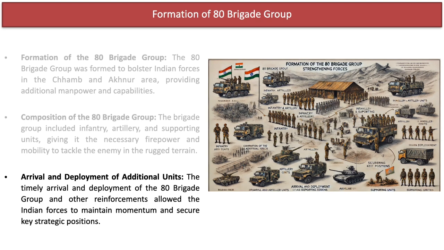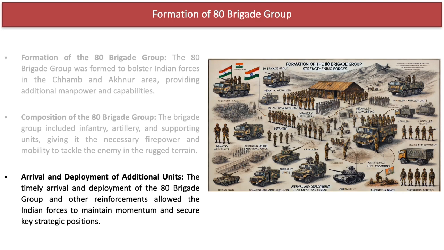The 80 Brigade Group, with its well-balanced mix of infantry, artillery and support units, arrived at just the right time to bolster the Indian presence in the region. The deployment of these reinforcements was swift and strategic. The Indian commanders understood the importance of acting quickly to capitalize on their gains. The new units were immediately integrated into ongoing operations, filling gaps in the lines, reinforcing positions, and allowing for more aggressive maneuvers. And this not only strengthened the Indian defensive posture but also enabled the troops on the ground to go on the offensive, pushing deeper into enemy territory and securing additional key positions.